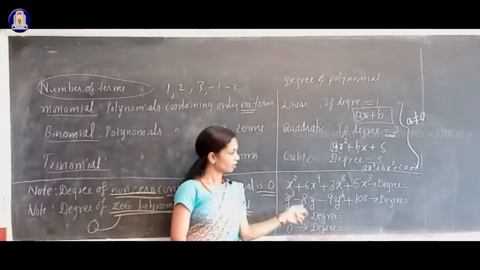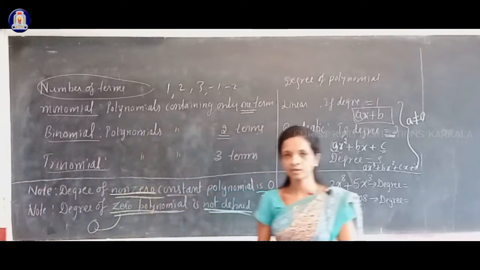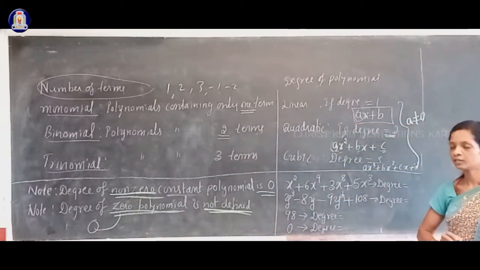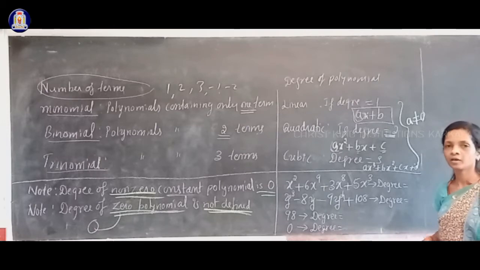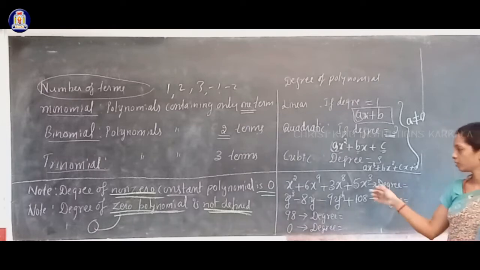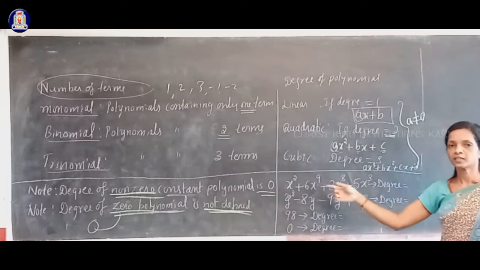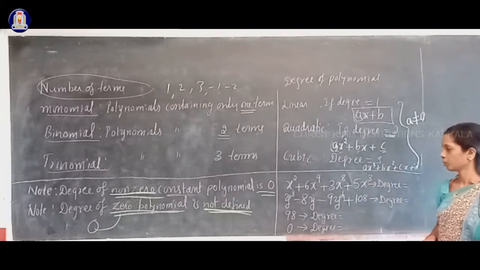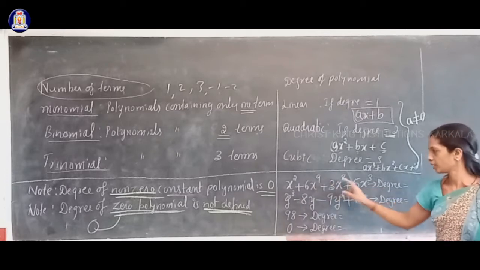Now I wrote some polynomials here. Now you have to see what the degree of each polynomial is. To find the degree of the polynomial, you have to look at the highest power of the variable. Here, this polynomial is in variable x, and you have to see the highest power of x now. What is the highest power of x? 2, 9, 8, 3.